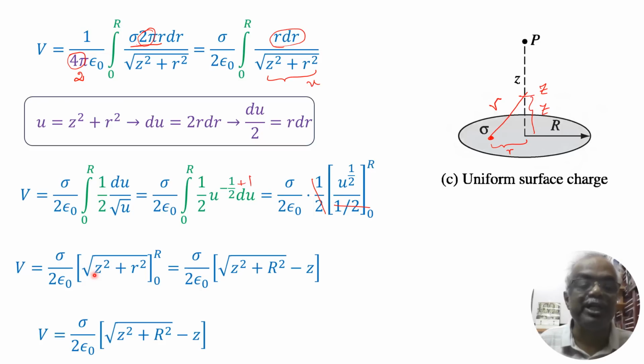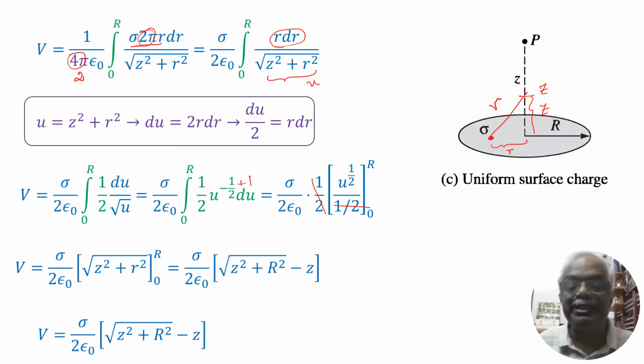So u power half is this one, and u is equal to z squared plus r squared. So this can be written as square root of z squared plus r squared between the limits 0 to r. When you substitute r, this will become square root of z squared plus capital R squared. If the lower limit is 0, replacing small r with 0, you will get square root of z squared, which is simply z. So this is the potential.